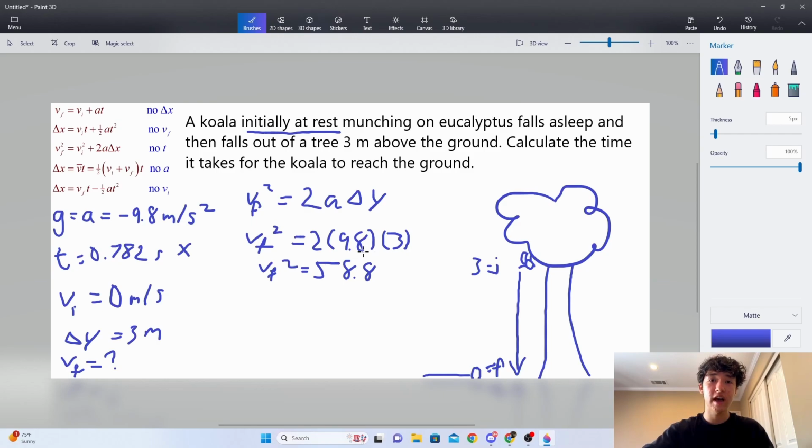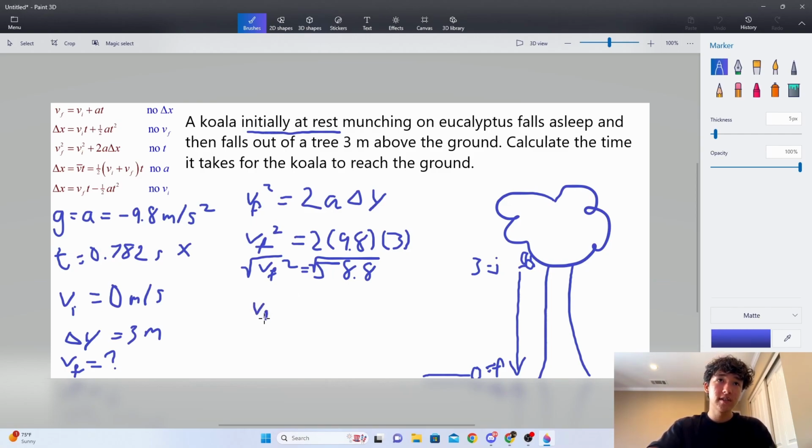Now, as you can see, I just switched these to positives. They technically should both be negative, but if 9.8 and 3 were negative, two negatives equals a positive, right? Times the 2, which is also positive, so we would get 58.8. If you were ever to come into a situation where you're taking a square root and that 58.8 was negative, you did something wrong. Something went wrong because you're not supposed to take the square root of a negative.